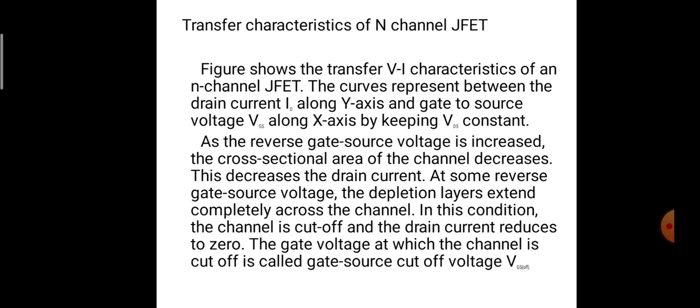At some reverse gate source voltage, the depletion layers extend completely across the channel. In this condition, the channel is cut off and the drain current reduces to 0. The gate voltage at which the channel is cut off is called gate source cutoff voltage, VGS off.